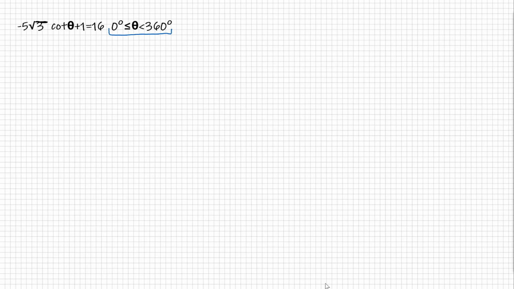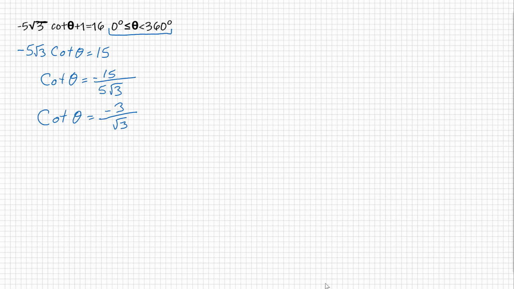Solving this, just as we would any other linear equation, we'll subtract 1 from both sides, giving us negative 5 square root of 3 cotangent theta equals 15. Then we'll divide both sides by negative 5 square root of 3, gives me cotangent theta equals 15 over negative 5 square root of 3. We can divide the numerator and denominator by 5, giving us cotangent theta equals negative 3 over the square root of 3.